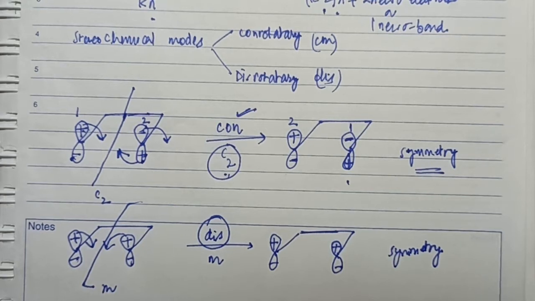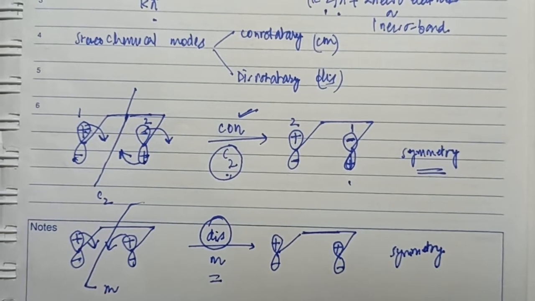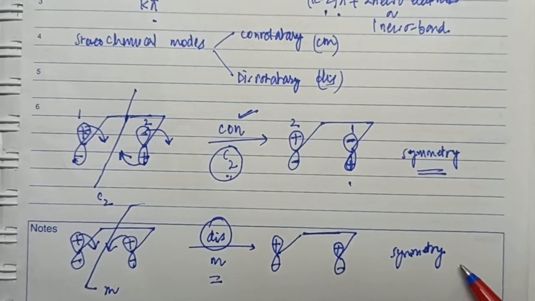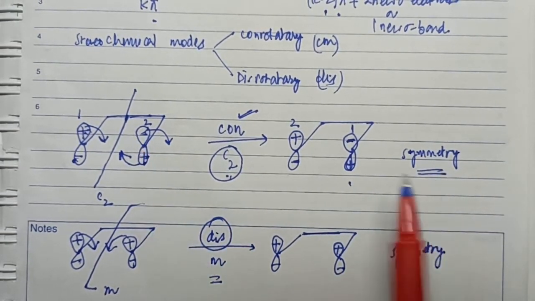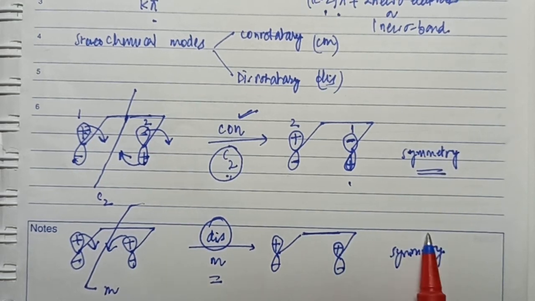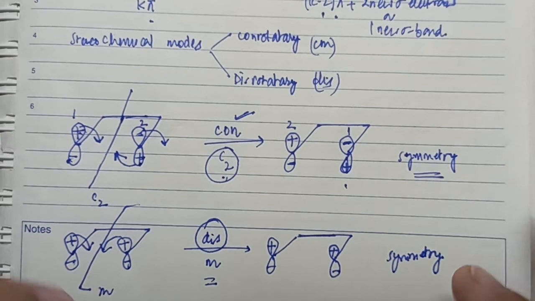If we are discussing conrotatory ring closure or opening, we always choose the C2 axis of symmetry, and if we are discussing the disrotatory mode of ring closure or opening, then we always choose the mirror plane of symmetry. And as I've told you, the reason for this is that in the case of conrotatory, it is the C2 which conserves the symmetry. In the case of disrotatory, it is the mirror which conserves the symmetry of the orbital. Right.